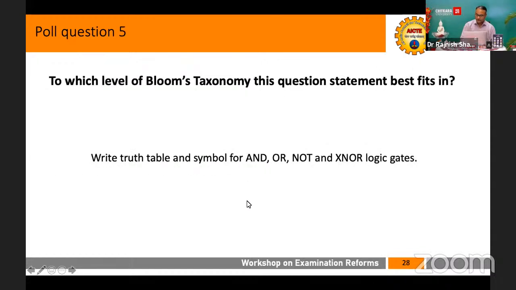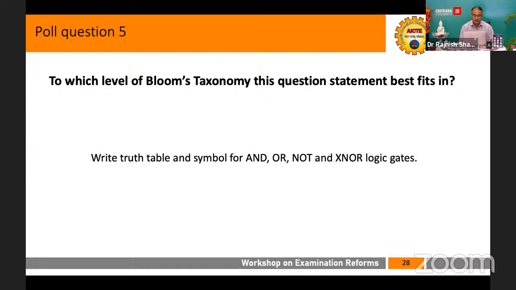Okay, let's go on to the next poll question. Please activate the next poll, please. This is simple, right? Write the truth table and symbol for AND, OR, NOT and XNOR logic gates. To which level of Bloom's taxonomy does this question fit best?